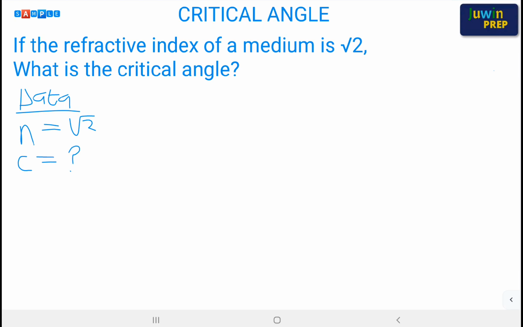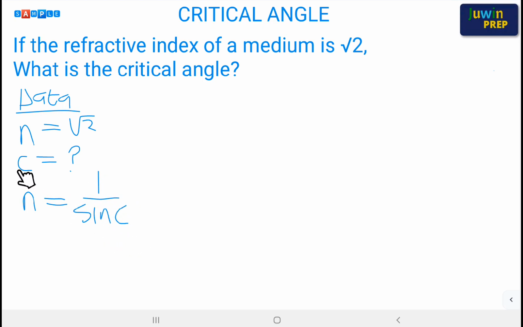Now the formula to make use of is n, refractive index, equals 1 over sine c. Here's the formula to use whenever you are asked to calculate for the critical angle. n equals 1 over sine c.